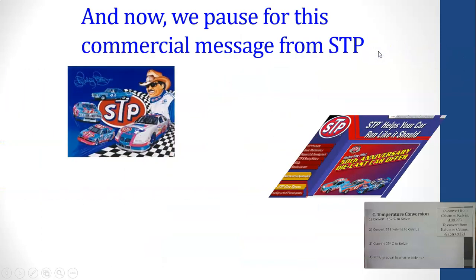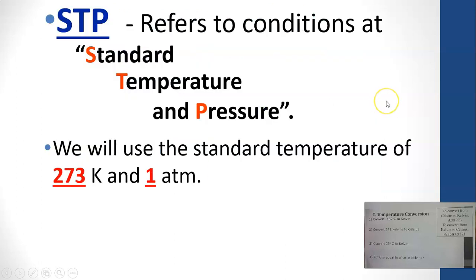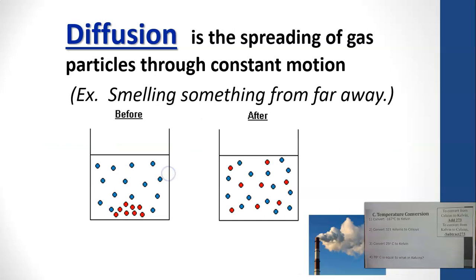So talking about STP, I got to remind you what STP is. So don't panic. STP just means standard temperature and pressure. That's all that means. You'll see it a lot. STP used to be gas additive, by the way. That's where these old school advertisements come from. But STP now in our class is going to mean standard temperature and pressure. The standard temperature will be 273 Kelvin. Standard pressure will be 1 atmosphere of pressure. STP allows us to compare amounts of gases between different pressures and temperatures.